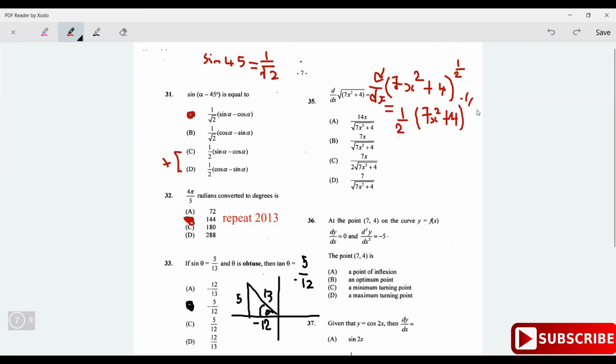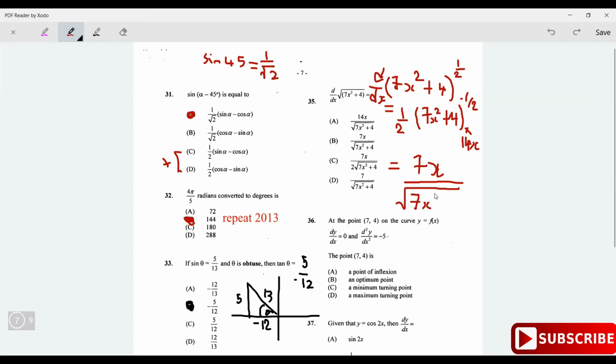And then we multiply it by the derivative inside the bracket, which is 14x. So multiply it by 14x. 14x times a half is 7x. So you end up getting 7x. And then this to the minus half, you can draw a line and put a square root. Anything to the minus half is a square root in the denominator, so it's divided by the square root of 7x squared plus 14.